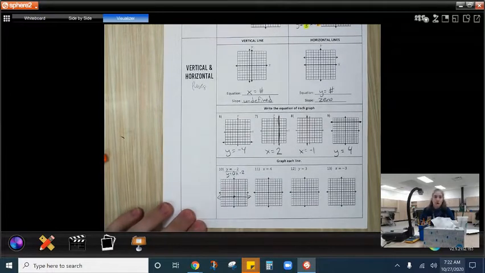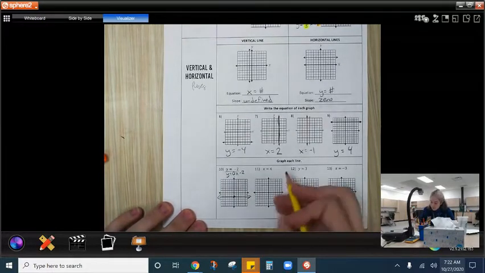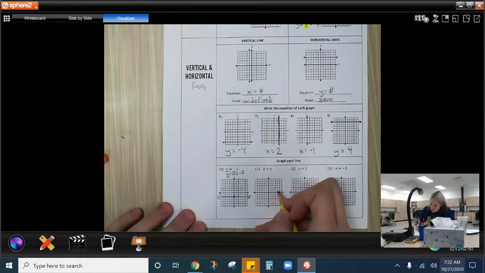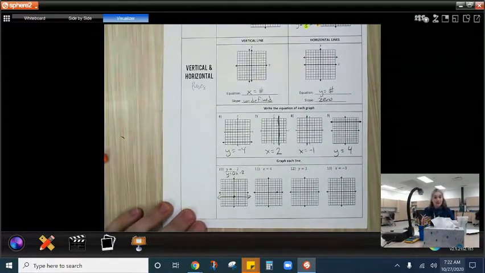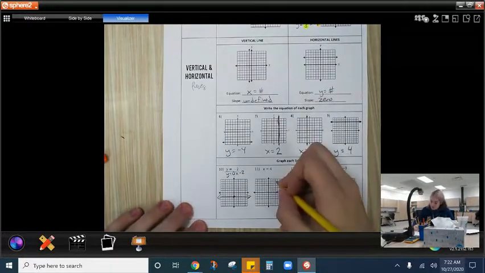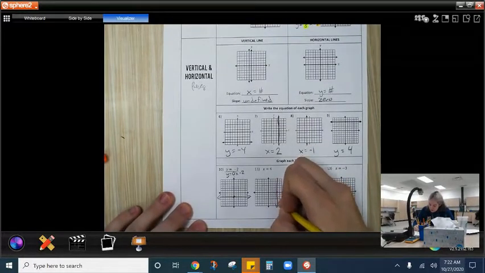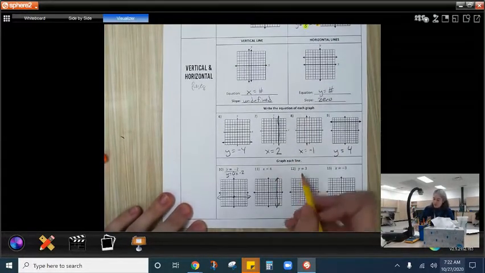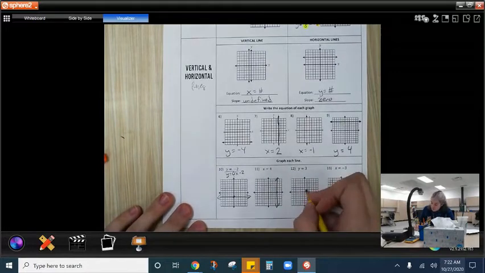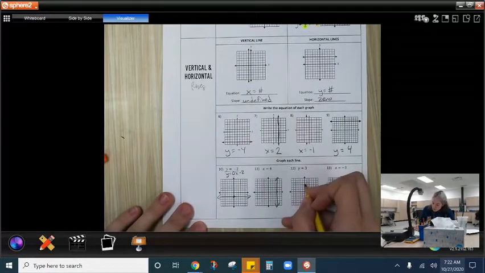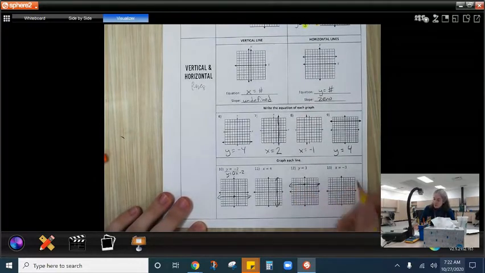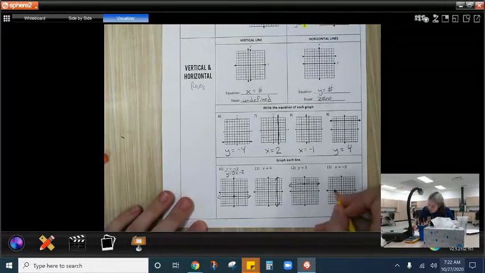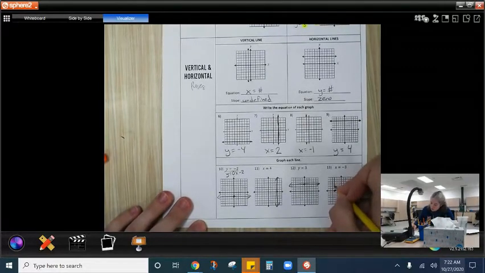For this one, x equals 4. Where does x equal 4? Well, x equals 4, 1, 2, 3, 4, right here. And then, because it's an x equals, it has to be vertical. So I'm just going to draw a line like that. So for our next one, y equals 3. Where does y equal 3? 1, 2, 3, right there. And then we draw a line sideways. And then for our last one, where does x equal -3? 1, 2, -3. And then we draw a vertical.